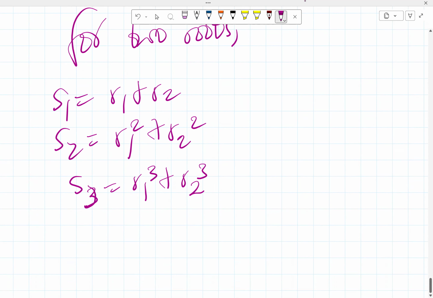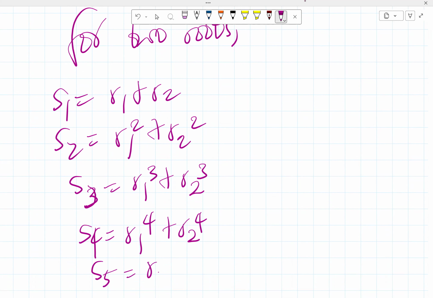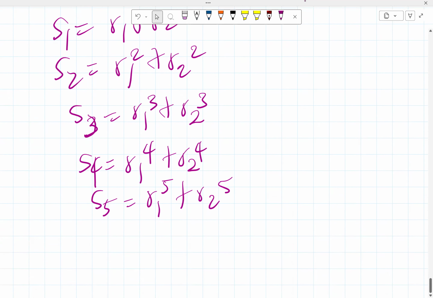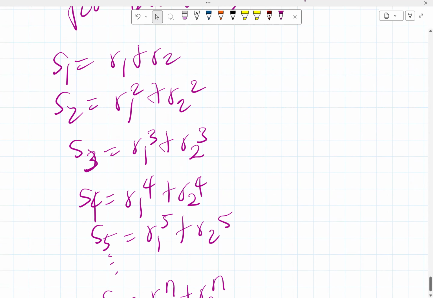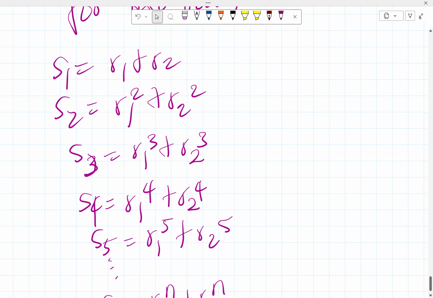Now, if it is cubic, you have to do R1, R2, R3. S4 will simply be R1 raised to power 4 plus R2 raised to power 4. S5 will be R1 raised to power 5 plus R2 raised to power 5. You can take this all the way down to n. Sn will be R1 raised to power n plus R2 raised to power n. That's basically what we are talking about. So that's what I was trying to drive at.